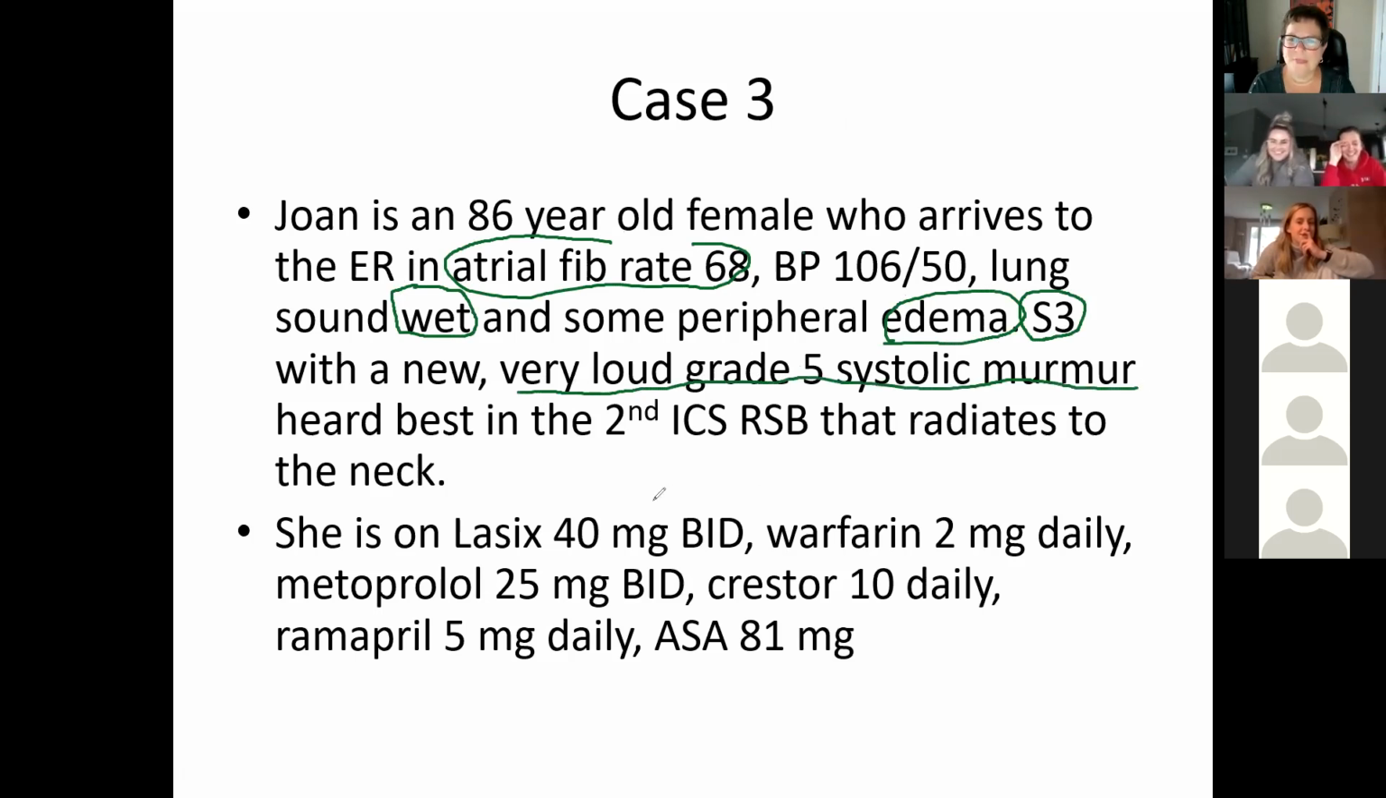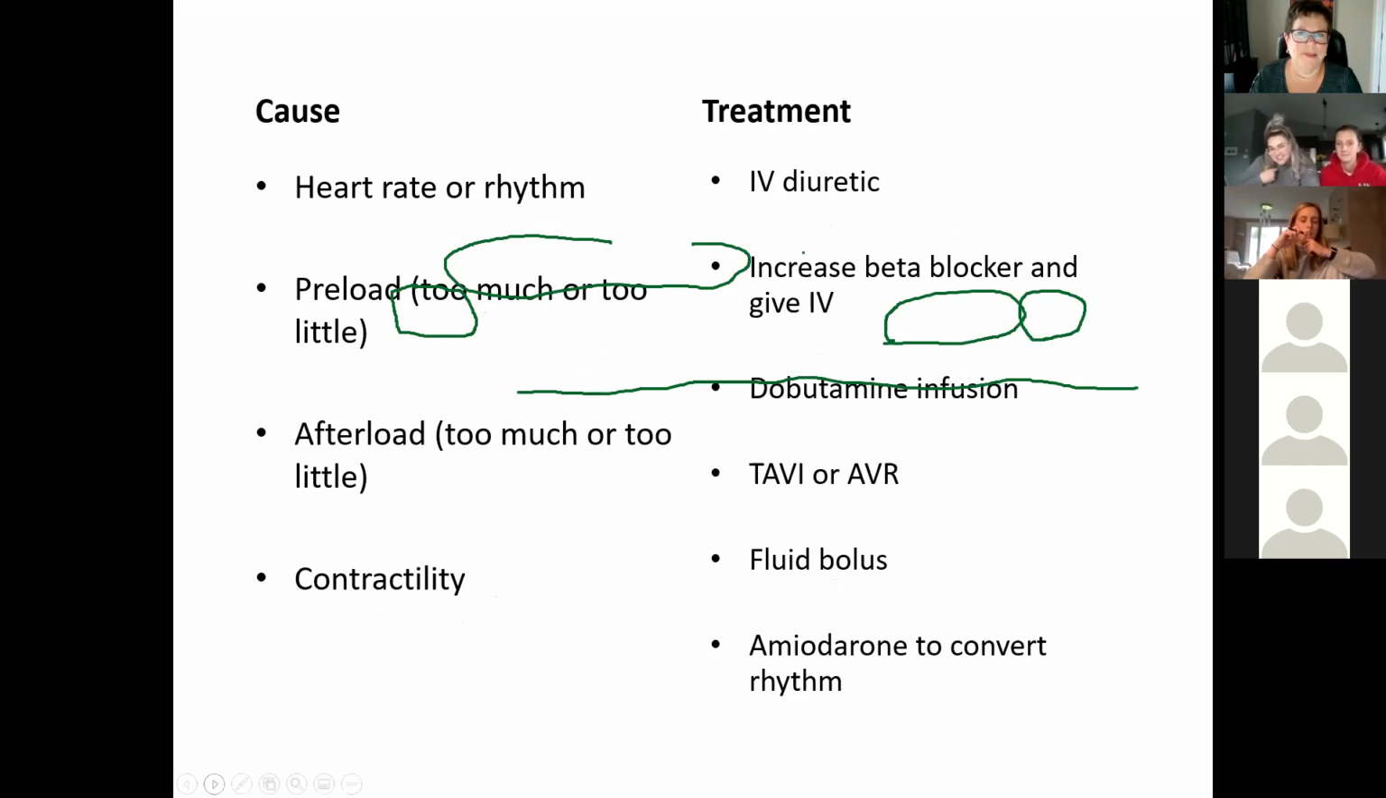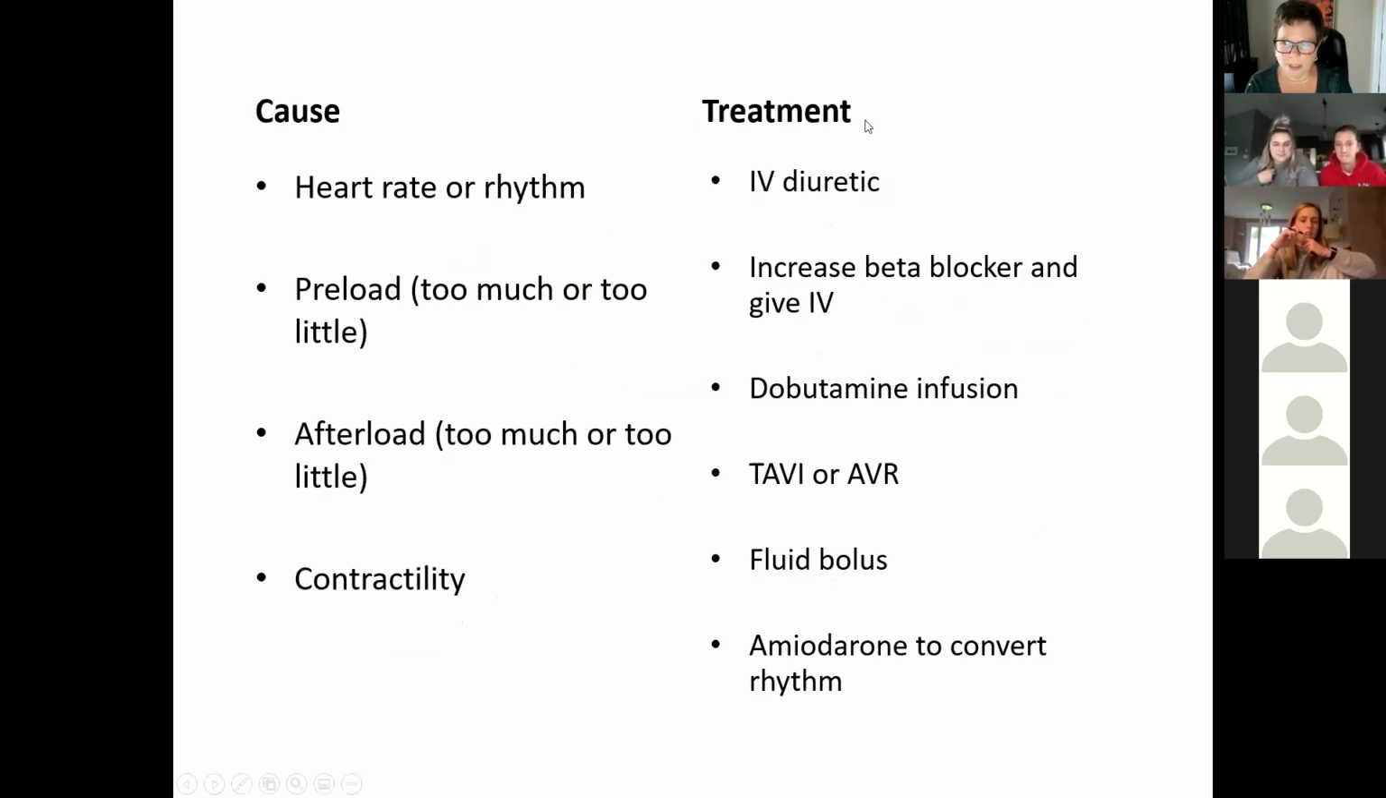I want you to think about this patient, where you're putting your stethoscope, and I want you to type into the box what you think her problem is, how you're going to fix it. So one of the 4 issues: heart rate, preload, afterload, or contractility.